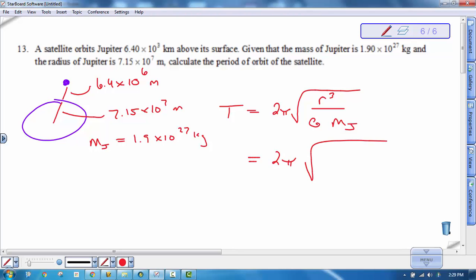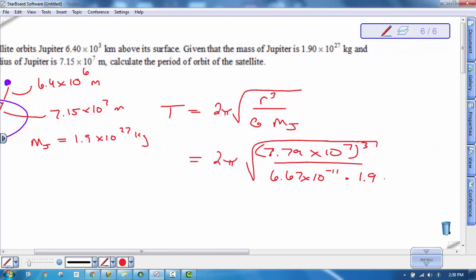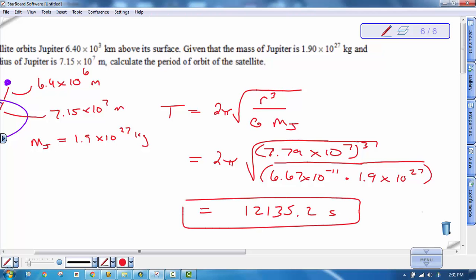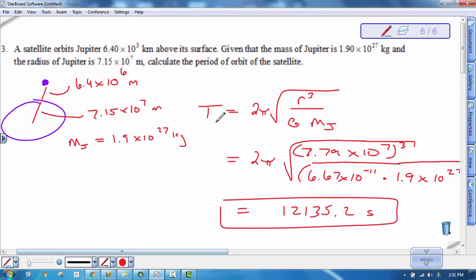So if you add these two together, you get about 7.79 times 10 to the 7th. I'm going to have to cube that, divided by g, which is 6.67 times 10 to the negative 11, times the mass of Jupiter, which is 1.9 times 10 to the 27. So just make sure you plug this in right. Use parentheses appropriately. I'd usually start with this number, cube it, and then divide by this in parentheses. Then take the square root of that answer and multiply that answer by 2 pi. If you do that, you should get about 12,135.2 seconds, which is what our period is going to be in.